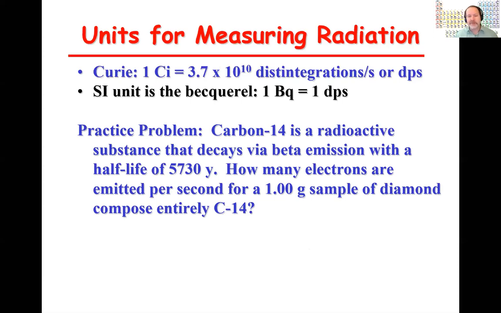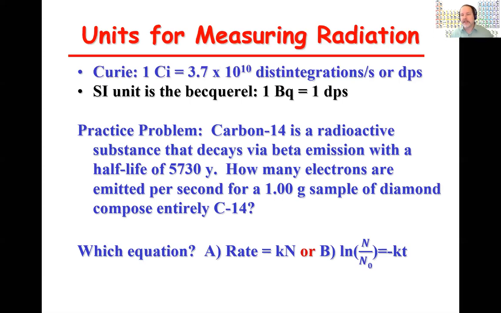Now, what equation from the first order rate law, the differential or the integrated rate law, A or B, would we use to do this calculation? What do you think? See, getting started is the hardest part. Once we figure out what our equation is, the problem can kind of fall in place for us. So the question is, how many electrons are emitted per second? Which one would you pick?